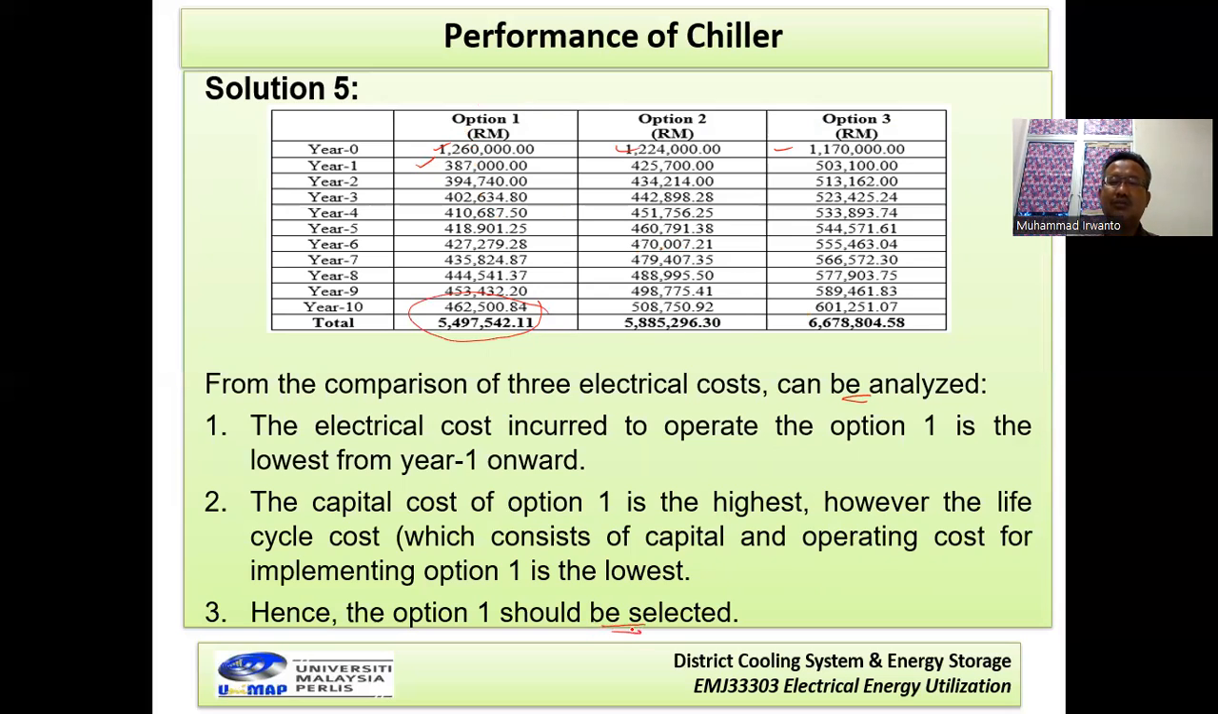This is an example to decide which chiller option is suitable to be applied if we want to design, construct, and build a 600 RT chiller.